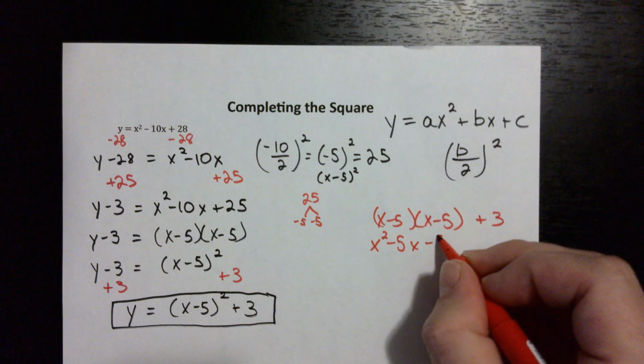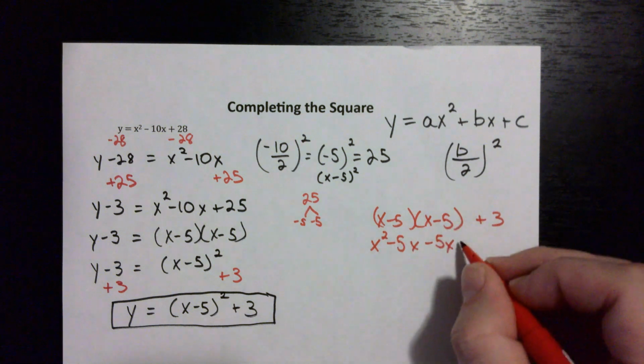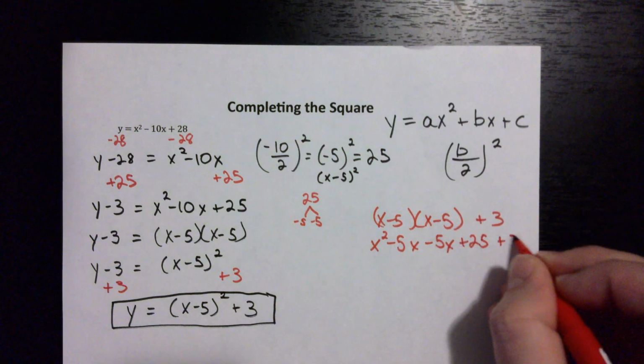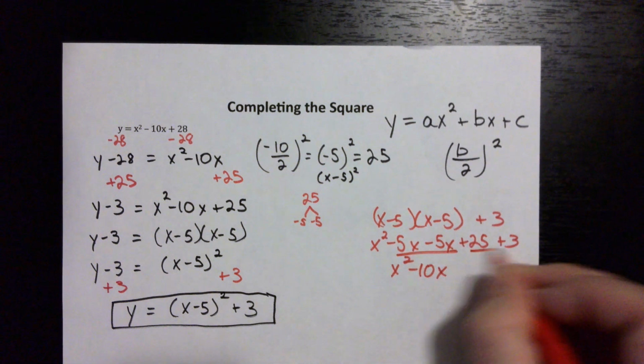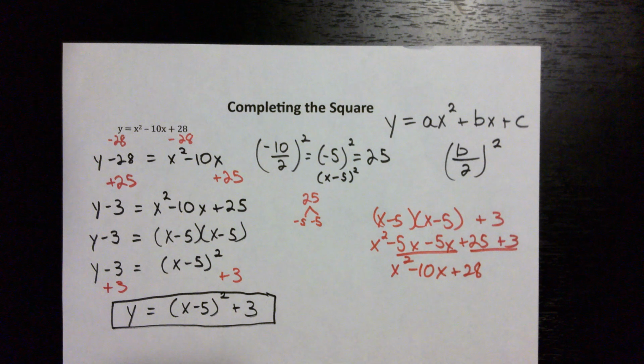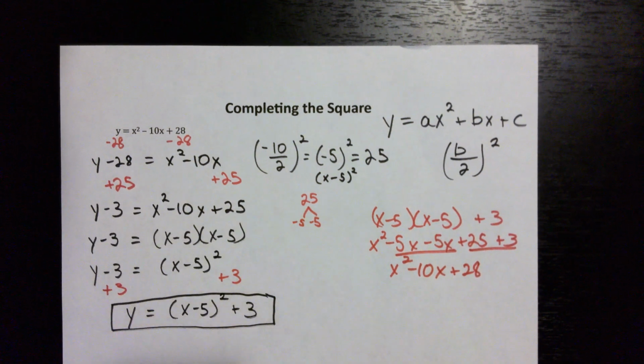Negative 5 times x is negative 5x. And negative 5 times negative 5 is 25. And here's my plus 3. So x squared, combine these two, you get negative 10x. Combine these two, you get 28. Okay, so that's the exact problem that we started with. So we know that we completed the square properly.